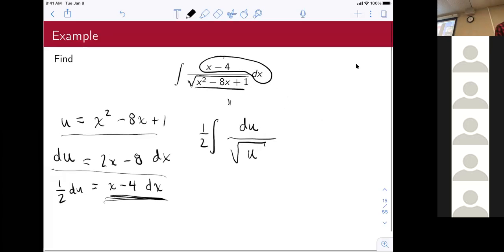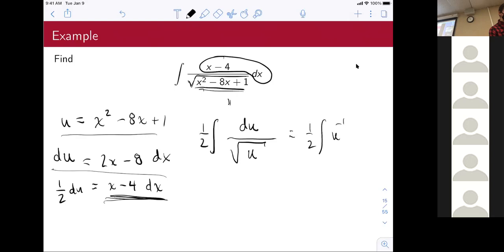So I let u be the complicated function that's inside another function. Then I find du so that I know how to replace dx. Okay. And then I just replace 1/2 du with x minus 4 dx, or really the other way. And I replace the complicated x squared minus 8x plus 1 with just u. Okay. So if I rewrite this a little bit, this is 1/2 times the integral of u to the minus 1/2 du, right?